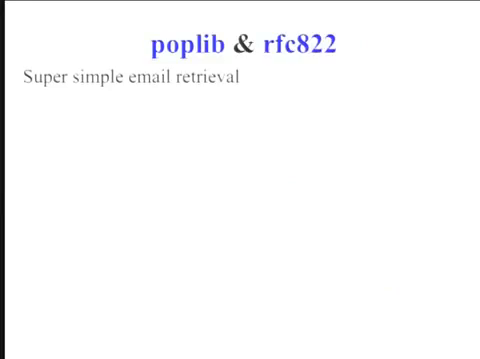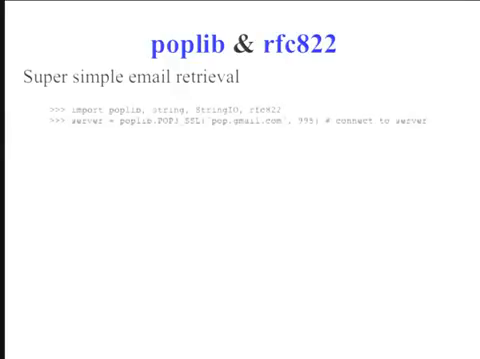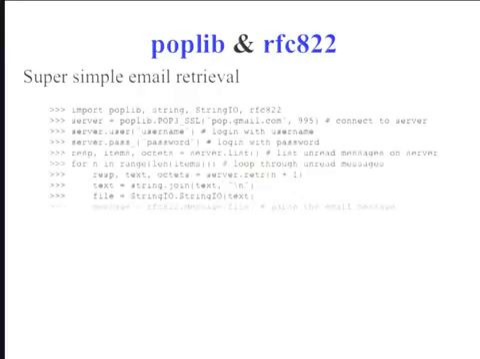Okay, so sending is a little bit easier than retrieval. For retrieval, there's two methods, POP and IMAP. First, I'll talk about POP. You import poplib, string, string.io, and RFC822, which is a module that you'll also need to use. What do we use that for? There it is, to read the message properly.